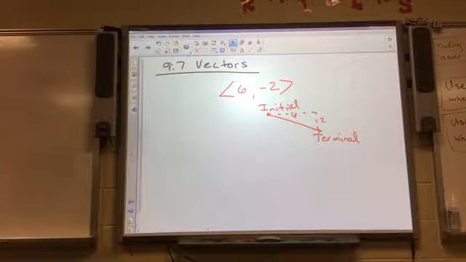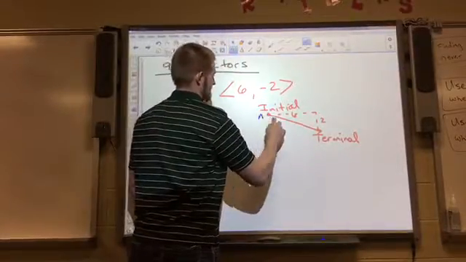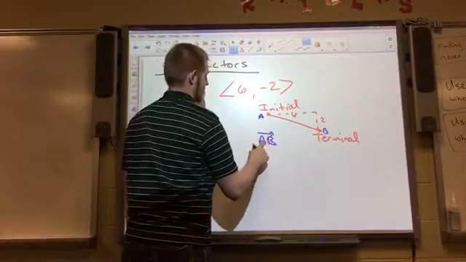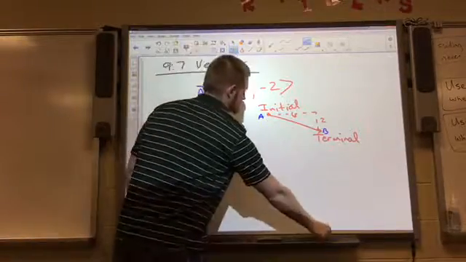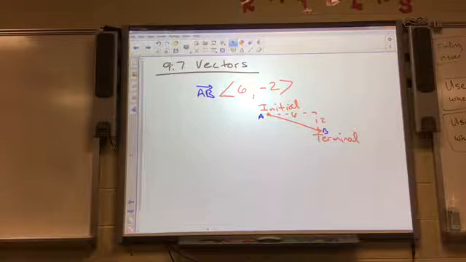Okay, so just a little short review there of what a vector looks like, how you would describe it. 6, -2. Maybe it is vector AB. Okay, just a quick refresher there.